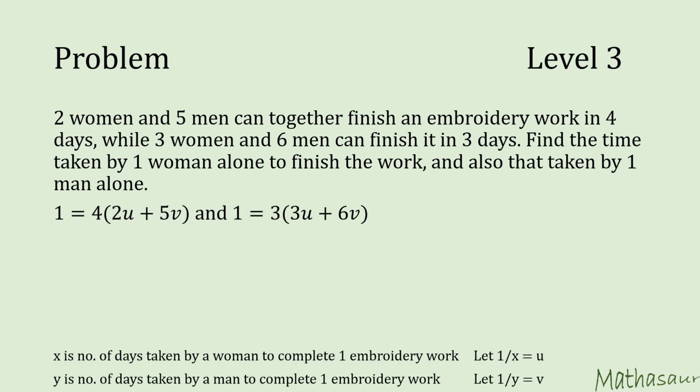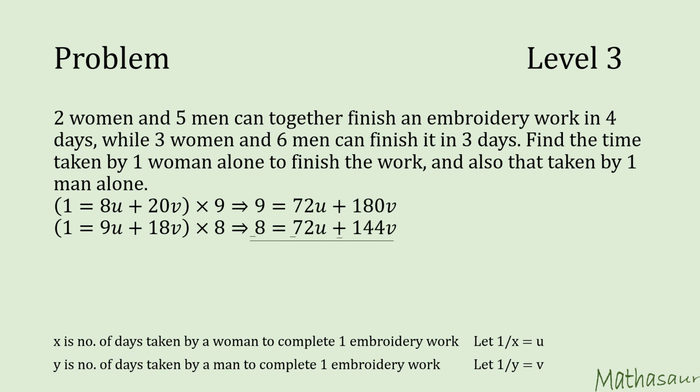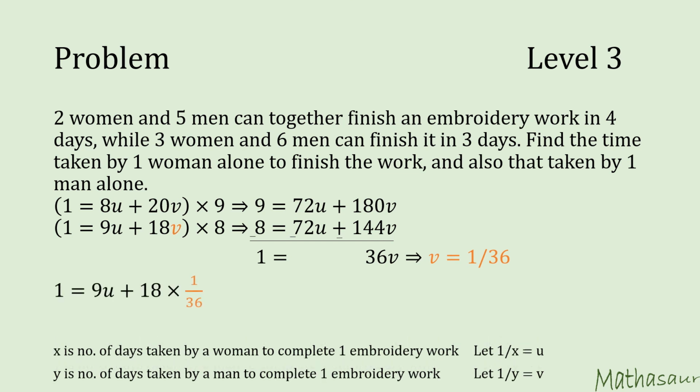Rewriting these two equations, we see that the coefficients for both the variables are different. So let us try to equate the coefficients for the variable u and subtract one equation from the other. We are using the elimination method here. So we get v equals 1 upon 36. Substituting this value of v, we can find that u equals 1 upon 18.